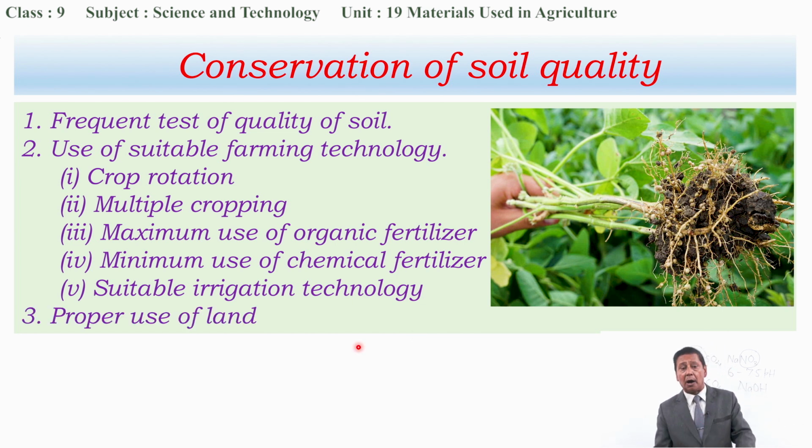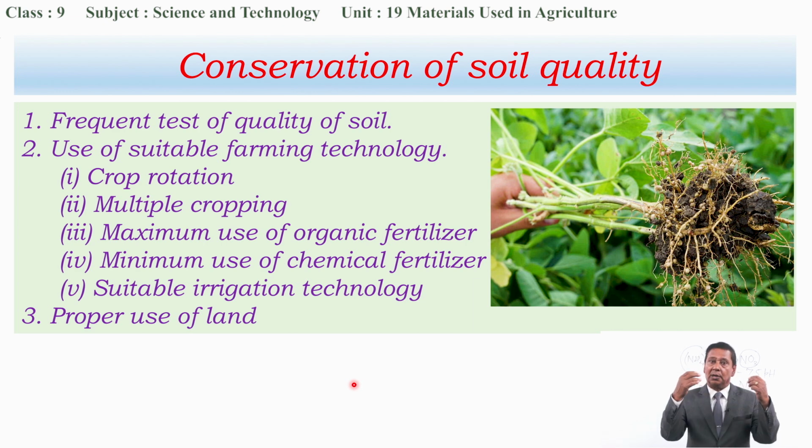Now next point, proper use of land. After harvesting, the land should be plowed, which makes the soil loose and availability of oxygen will be more up to a little depth, and if the availability of oxygen is increased, then denitrifying bacteria like Pseudomonas will be destroyed. Denitrifying bacteria is the villain. It converts nitrate contained in the soil into free nitrogen and it returns back to the atmosphere, and this is very harmful to the farmer. That's why we have to take care about this.